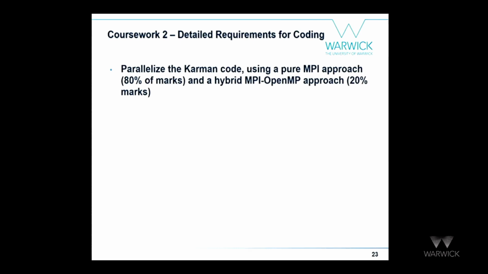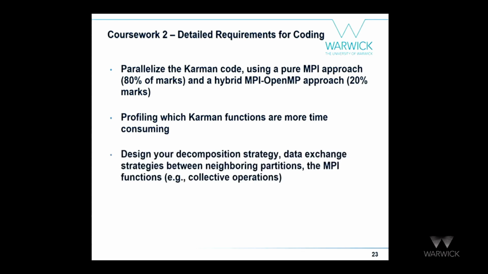So the detailed requirement for coding is that you need to parallelize the Common code using the pure MPI approach or a hybrid approach. And you need to profile which Common functions are more time-consuming. Basically, this affects your parallelization decision. Whichever function you want to parallelize, you should spend most of your time working on it. You need to design your decomposition strategy, so how you decompose the grid of cells among the processes, how you exchange the data between the neighboring partitions, and what MPI functions you are going to use. For example, are you going to use MPI collective operations or just individual sends and receives, etc.